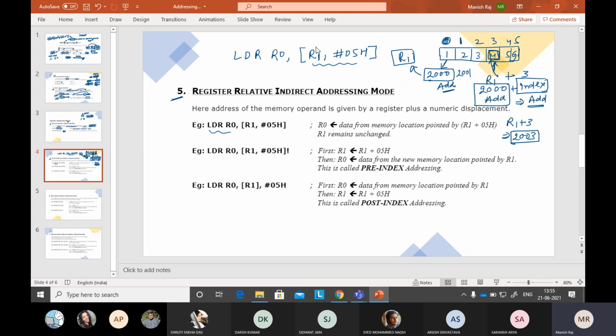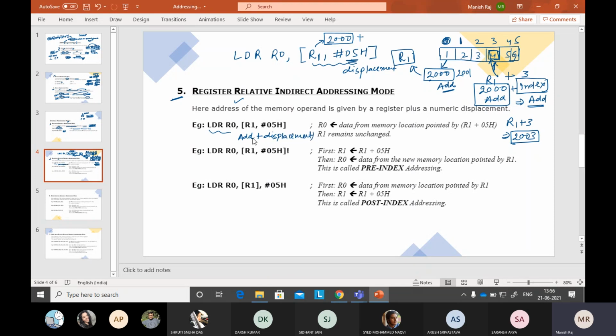Again, you can see I am providing in R1 a particular number, some address. After that I am adding some index value, or you can say some displacement. This is the displacement. I am adding some displacement, so you can reach the particular value. This is happening in the register relative indirect address mode. So you can understand it like this: address plus some distance or displacement.